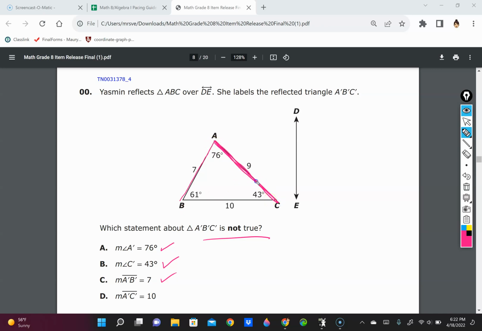You have to know which side you're talking about. It needs to stay 9. Well, it's saying that it's changing to a 10. Well, that's not true. When you flip this over, it's going to stay 9. The only way that this triangle would change its side measurements is if it was a dilation.